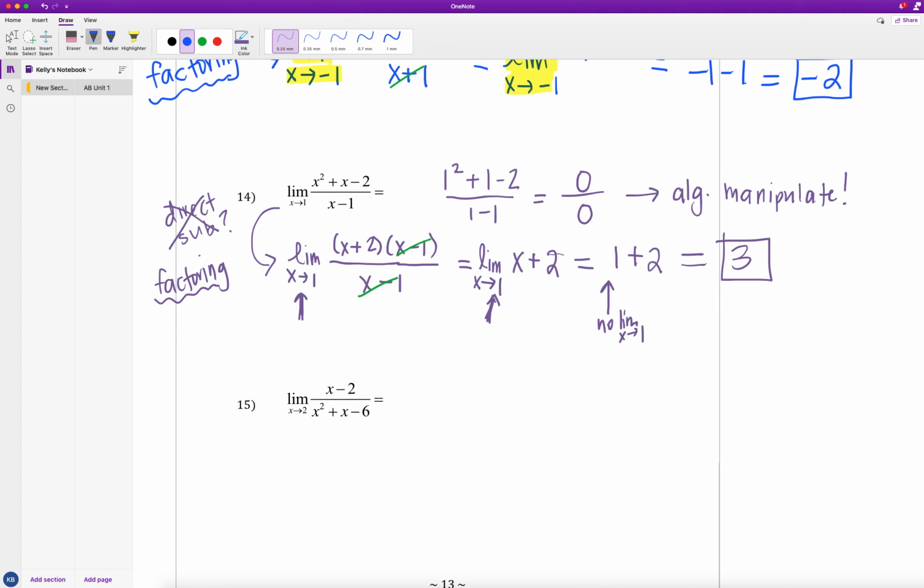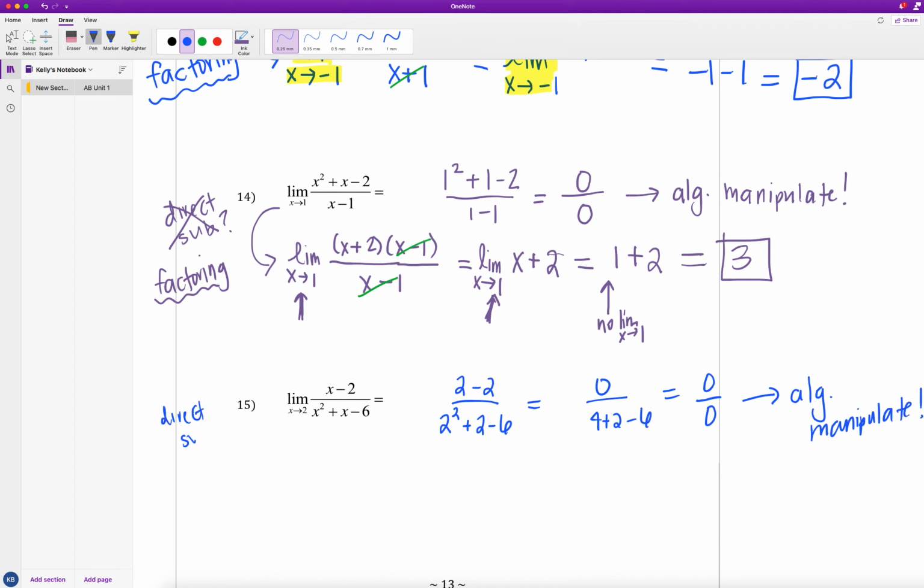If I substitute in directly, I'll get 2 minus 2 in the top. Well, that's okay. I can have 0 in the numerator. The denominator, I'll get 2 squared plus 2 minus 6. So I'll end up with 0 over, well, 4 plus 2 minus 6 is unfortunately going to leave me with 0 over 0. That is an indeterminate form, so I need to algebraically manipulate this somehow. So direct substitution right off the bat did not work.